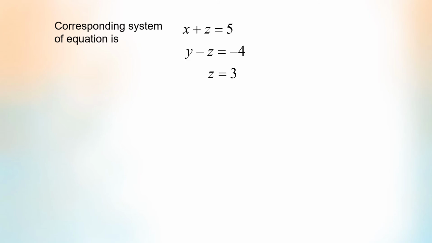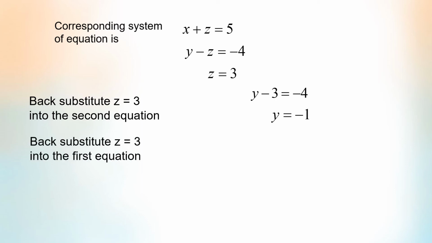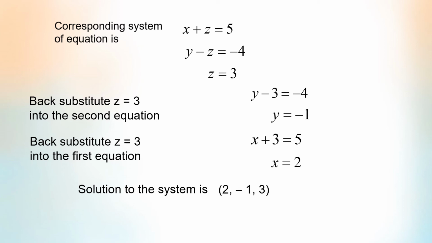Then, back substitution is used to solve the system. We back substitute z equals 3 into the second equation to solve for y, and we back substitute z equals 3 into the first equation to solve for x. Thus, the solution to the system is 2, negative 1, and 3.